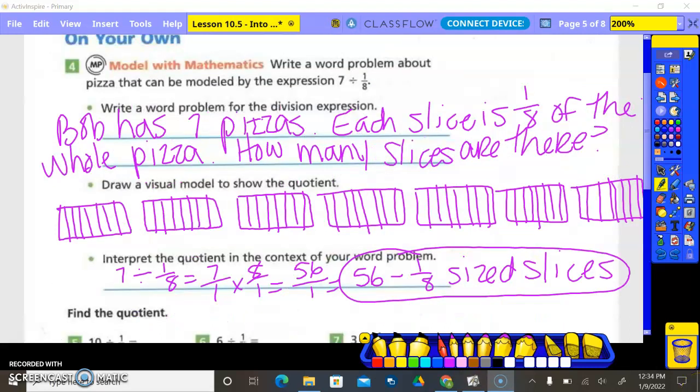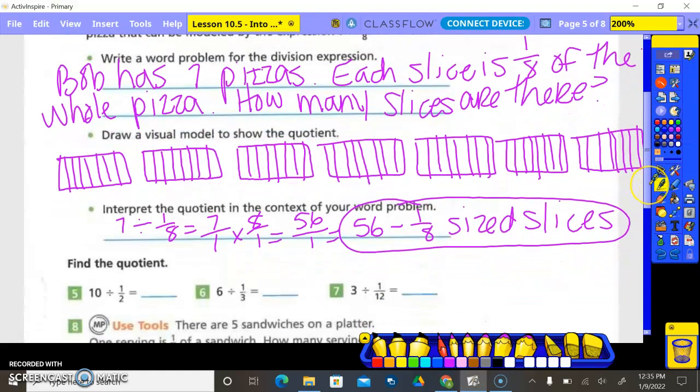So on your own, number 4, model with mathematics. Write a word problem about pizza that can be modeled by the expression 7 divided by 1/8. So write a word problem for the division expression. Bob has 7 pizzas. Each slice is 1/8 of the whole pizza. How many slices are there? So technically we should draw circles for pizza, but I can do better at rectangles, so I chose to do rectangles. So I drew 7 rectangles. I broke each rectangle into 1/8 size pieces, which got me a total of 56 1/8 pieces.